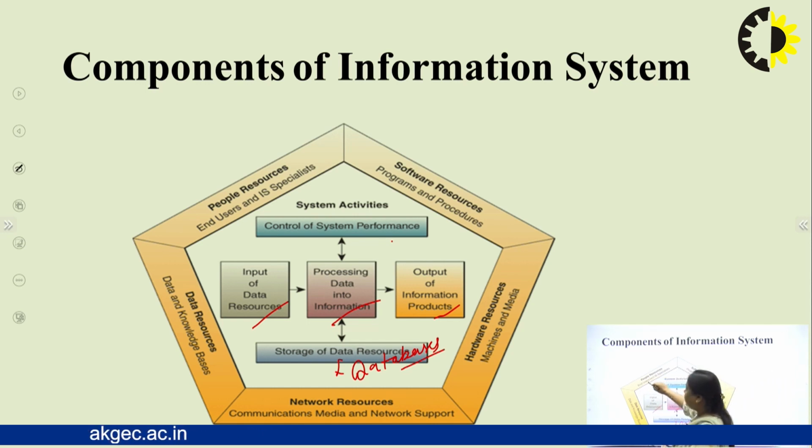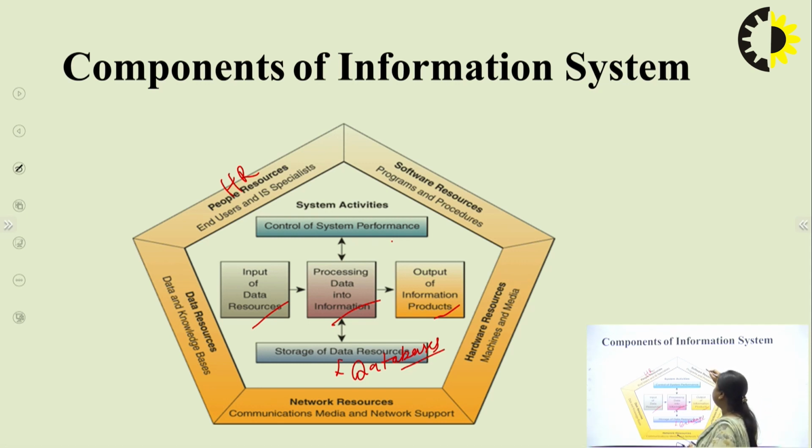And the system resources, people resources, that we've already done. HR, human resources, in which people are involved. Software resources, comprising system software and application software, that are software applications. Hardware resources like keyboard, machine, CPU, all these things are hardware devices.